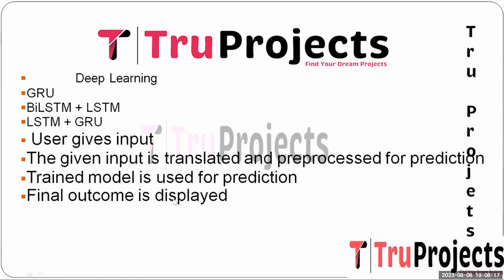And the last one is the final outcome is displayed. Predictions from the models are consolidated and presented as a final outcome, providing the user with information about the authenticity of the input news article, whether it is fake or genuine.